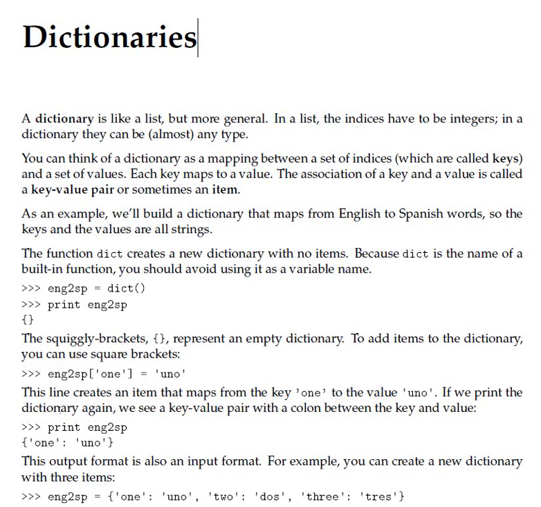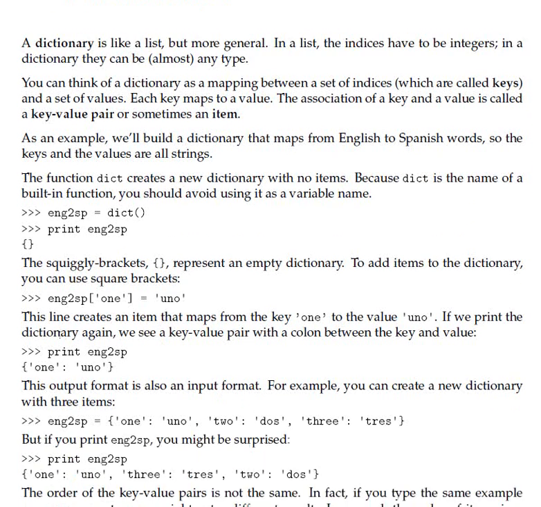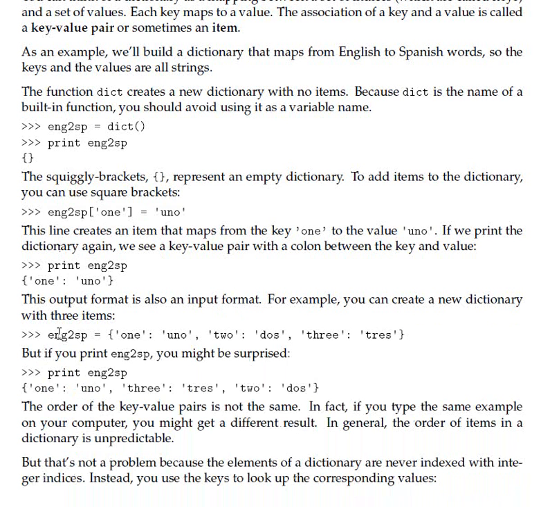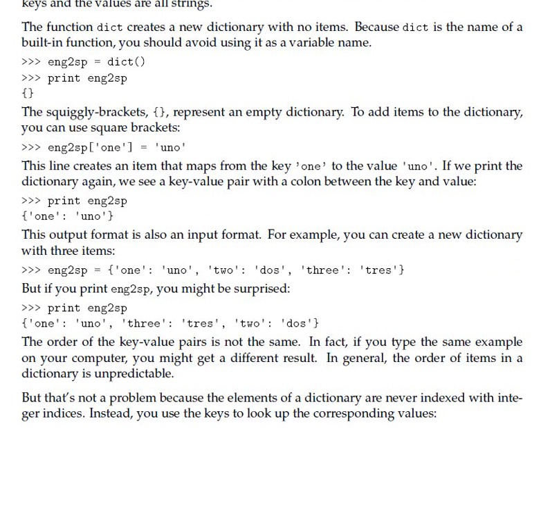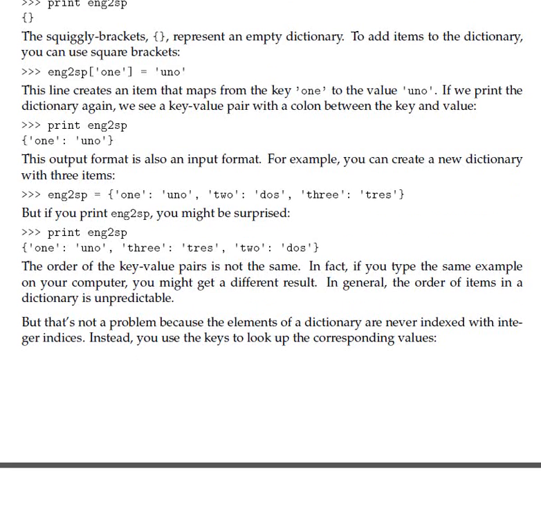So if you had more entries in your dictionary, you could type this in. You could go eng_to_sp equals open curly brackets, so that's the dictionary. String 1 colon string uno, comma, string 2 colon string dos, comma, string 3 colon string tres. And if we print them out, we get all of the elements, but not in any particular order. In Python, dictionaries are not in any particular order. They are what's known as a hash table.